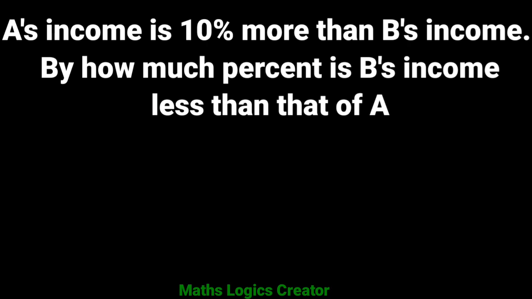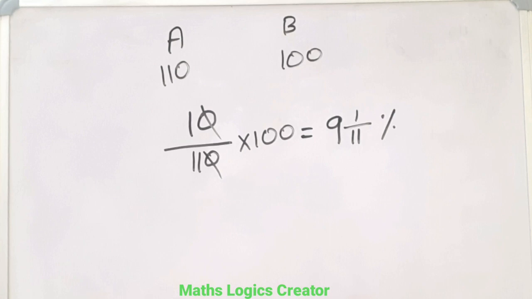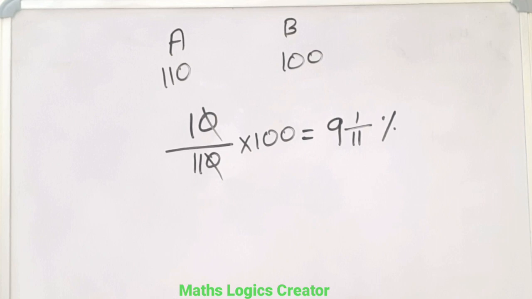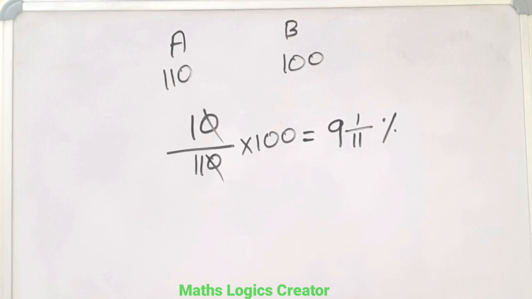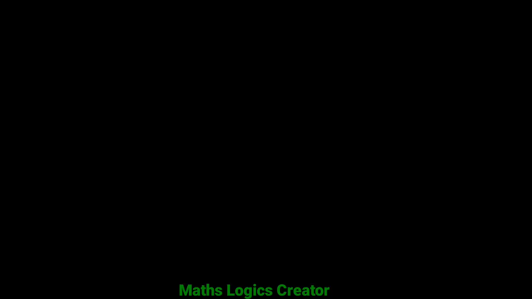Let's see the solution. A's income is 10% more than B's income, so A is 110 and B is 100. The difference between 100 and 110 is 10, divided by, since he is asking 'less than', the greater number in the denominator. So 10 by 110 into 100. The answer is going to be 9 1 by 11. If you learn fractions, it will help you here. The 1 by 11 fraction is 9 1 by 11. We saw the fractions and percentage calculations before. Let's get into the next question.